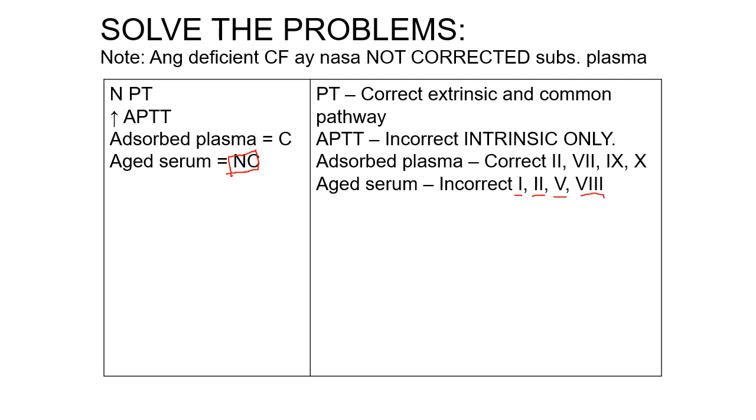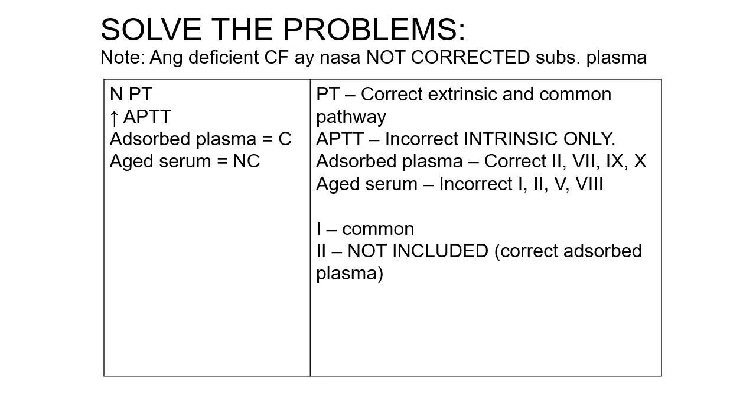So, paano natin gagawin ito? Alin dito sa apat na to yung intrinsic pathway lang. So, ang clotting number 1, factor 1 is common. 2, not included yan. Huwag natin i-consider yan. Dahil, sabi sa adsorbed plasma, corrected. Right? So, tatanggalin na natin yan.